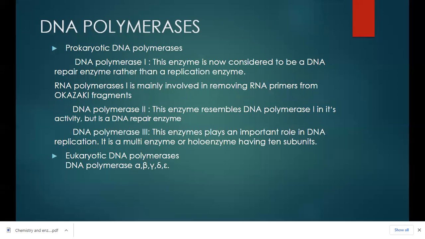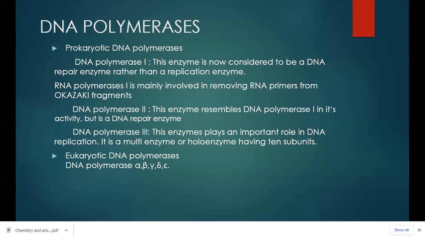DNA polymerases is the next enzyme. There is a lot about prokaryotic DNA polymerase and eukaryotic DNA polymerase, but here it's given in very short information. So prokaryotic DNA polymerases are DNA polymerase 1, DNA polymerase 2, and DNA polymerase 3.